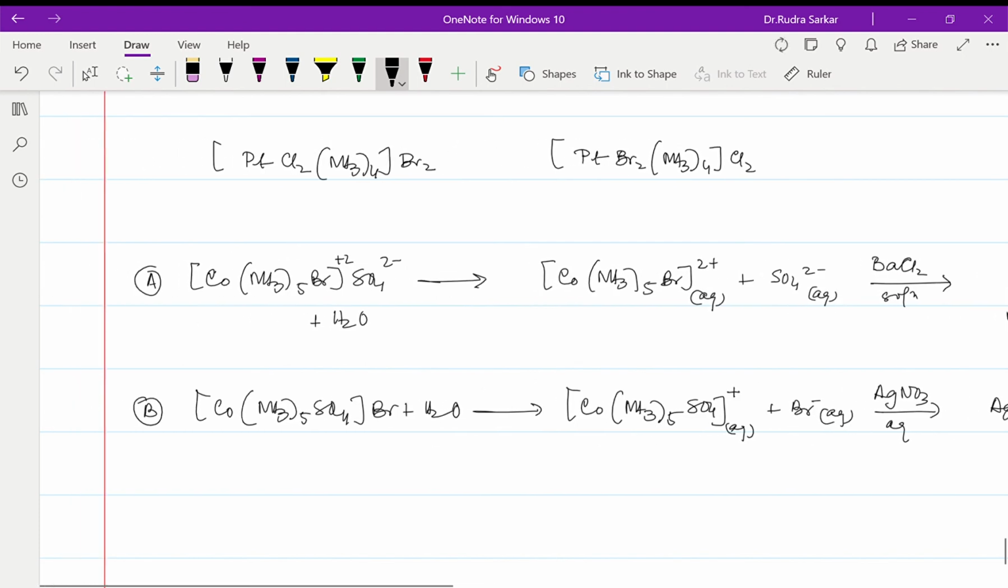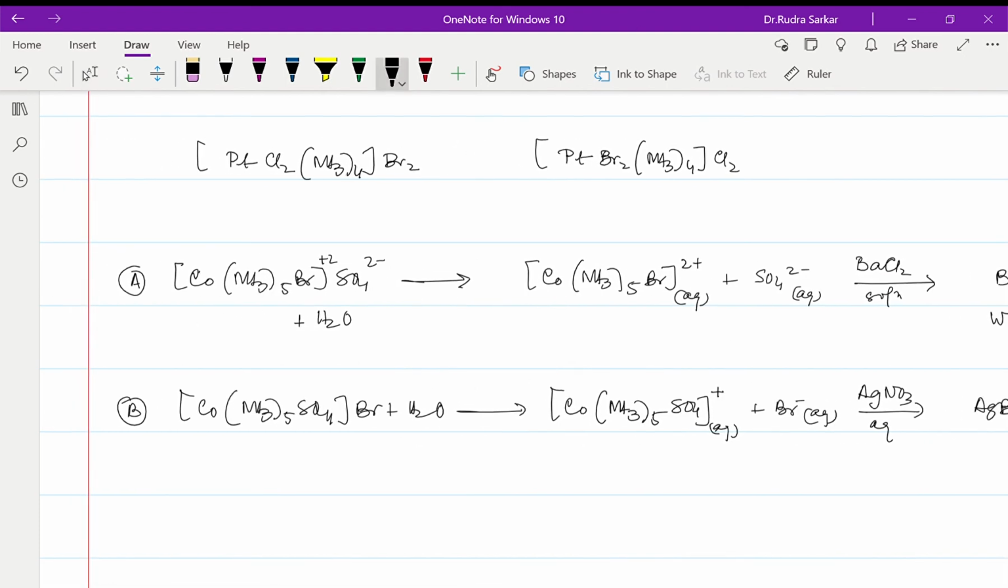So what you can say from these two tests is that complex A will give the test for the sulfate and complex B will give the test for the bromide, but not vice versa. That is an important chemical test that you can do for such complexes A and B to identify which particular anion is lying outside the complex.